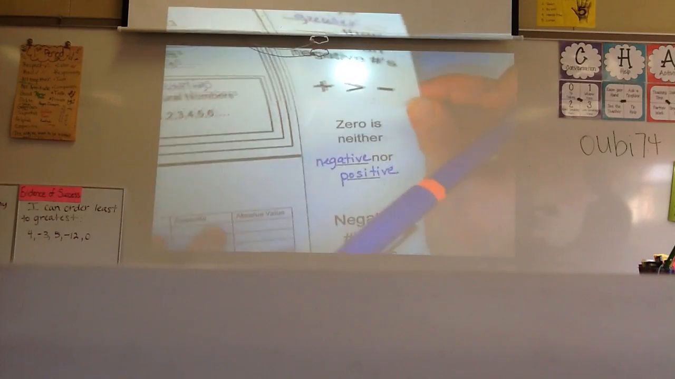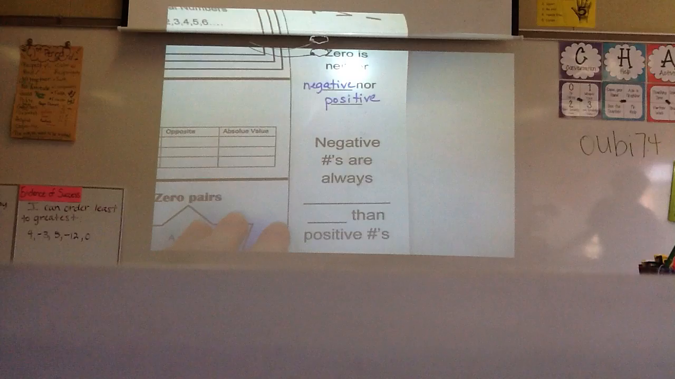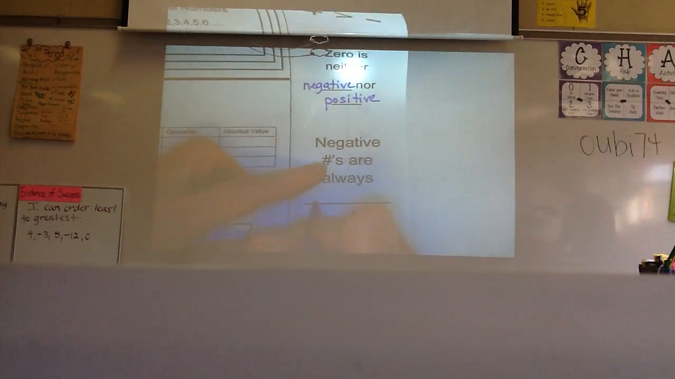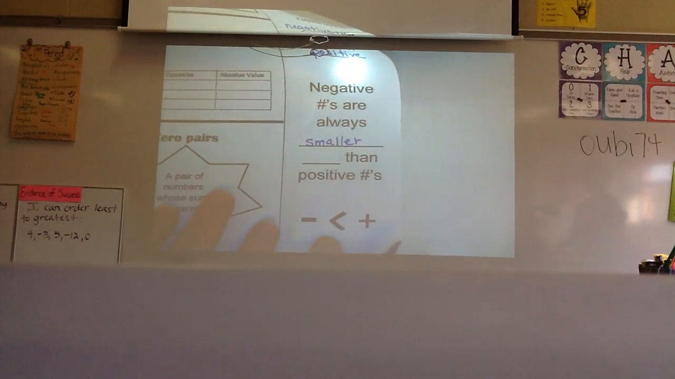And then the negative numbers, when you compare them to positive numbers, are always going to be smaller or less than the positive numbers. Okay, notice this is the symbol for less. Negatives are always less than positive.